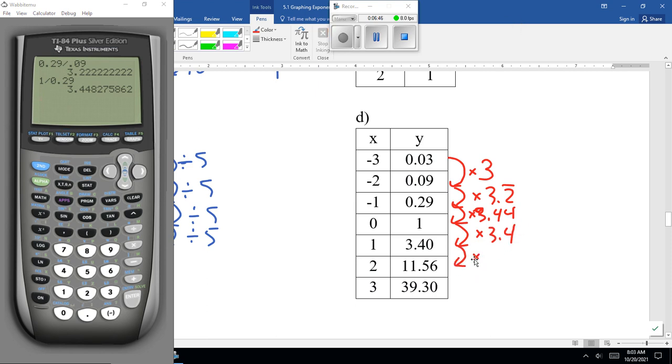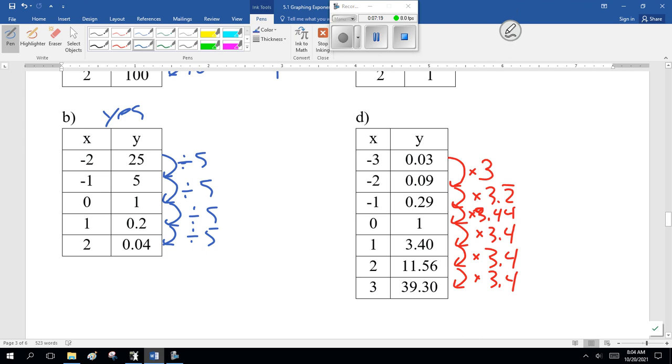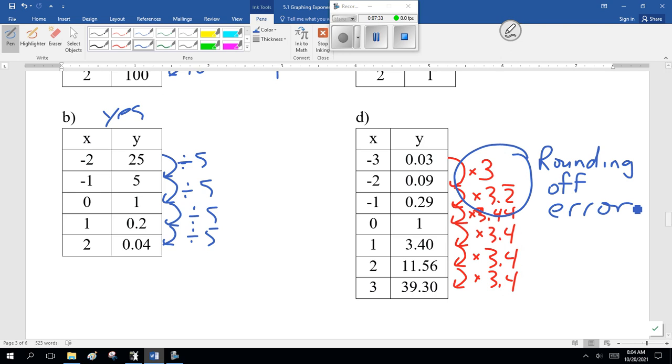Now, 1 to 3.4, I know it's times 3.4. 11.56 divided by 3.4 is 3.4. 39.3 divided by 11.56 is 3.399. Now, I'm deliberately showing you this one because I'm not certain. Could this be rounding off? Because you're only going to 2 decimal places? Maybe if we went to 5 or 6 decimal places, it would be more constant, or everything would be approaching 3.4.